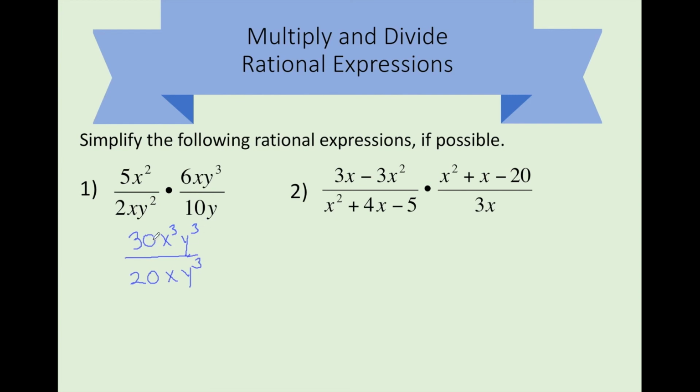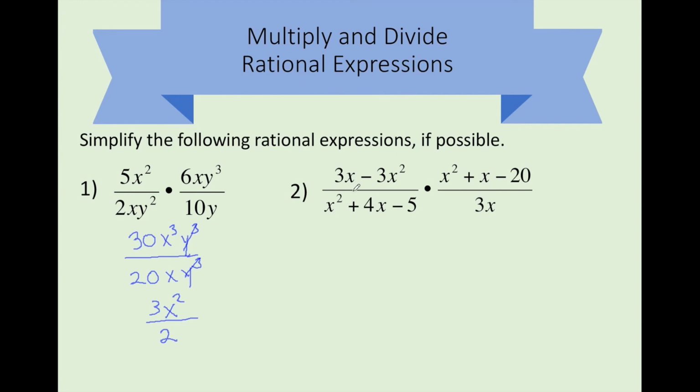Then cancel common factors. 30 divided by 20 is 3/2. X cubed divided by x is x squared. Y cubed divided by y cubed, they cancel each other out. Okay, so we get 3x squared over 2.